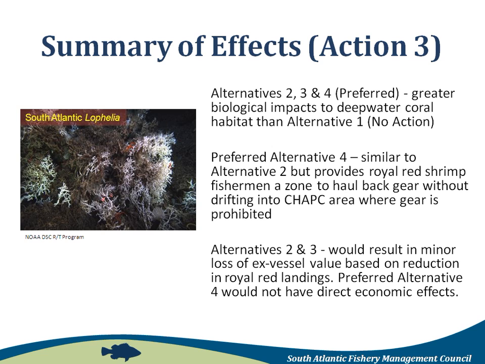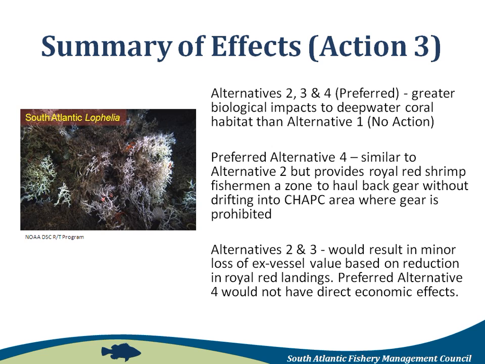The summary of effects for Action 3. There is greater biological impact to deepwater coral habitat under all of the action alternatives than there is under the no action alternative. Preferred Alternative 4, again, is very similar to Alternative 2, but it does provide royal red shrimp fishermen with a zone in which to haul back their gear without drifting into the Coral HAPC, where gear is currently prohibited. So as a result, the VMS points are cut out of this area.